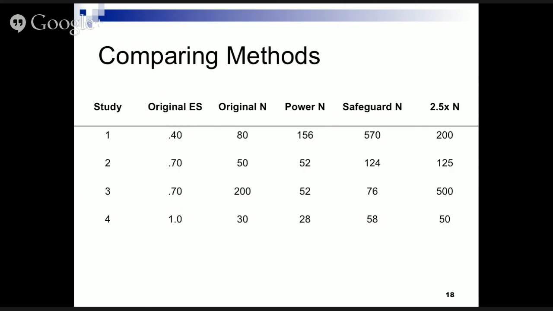And so just to give you an example comparing the different methods. These are 4 studies. Here is the effect size for the original study, the original N, and then the power estimate using three different methods. Power N is just running a normal power analysis. There's Safeguard N, and then there's that 2.5 rule.